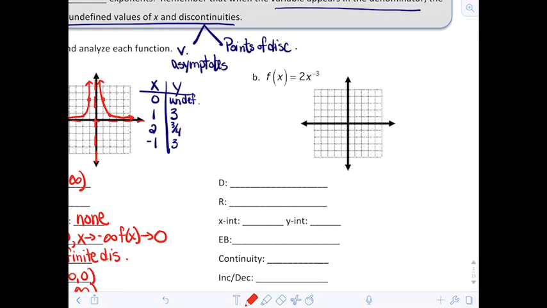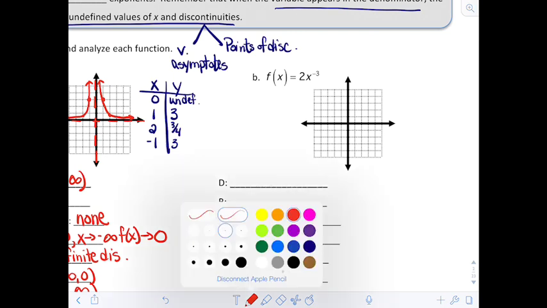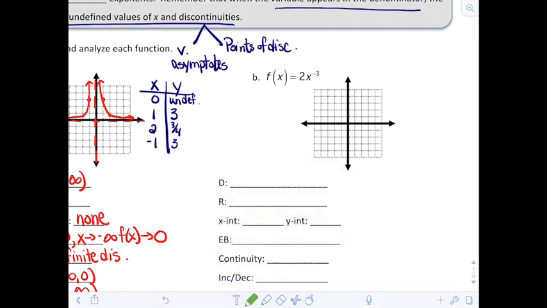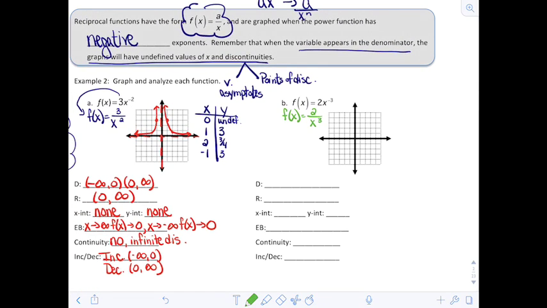f of x equals 2x to the -3rd power. So if we rewrite this, I'm going to rewrite this as f of x equals 2 over x to the 3rd. Okay, and I just want you to notice the difference here in the exponents. Our first one had an even exponent, and now we're looking at an odd exponent in the denominator. So we want to be conscious of how this does change and affect the graph.